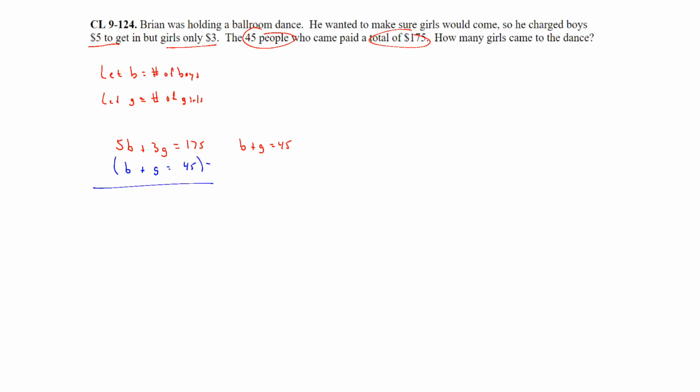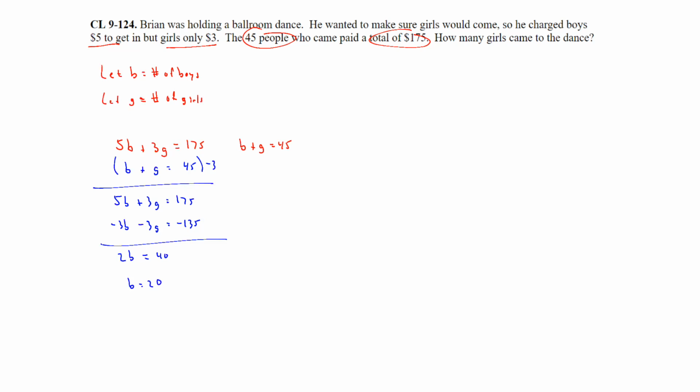I'm going to multiply the second equation by -3. And so my first equation stays 5b plus 3g equals 175. And then when I multiply negative through, I get negative 3b minus 3g equals negative 135. So when I add those up, I get 2b, the 3g's cancel, is equal to 40, divided by 2, and B is equal to 20.